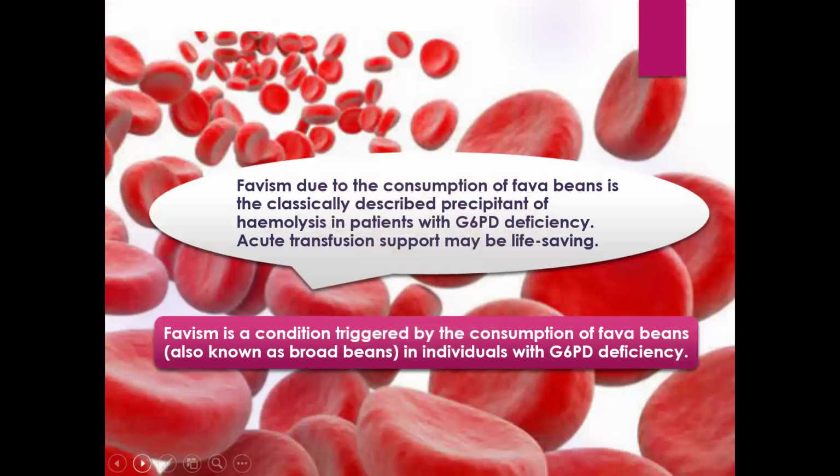Another thing is favism. Favism is a condition triggered by the consumption of fava beans, also known as broad beans, in individuals with G6PD deficiency. So when this group of people who have this condition eat fava beans, it would result in hemolysis. And if an acute transfusion is not given, the person might die from this condition.